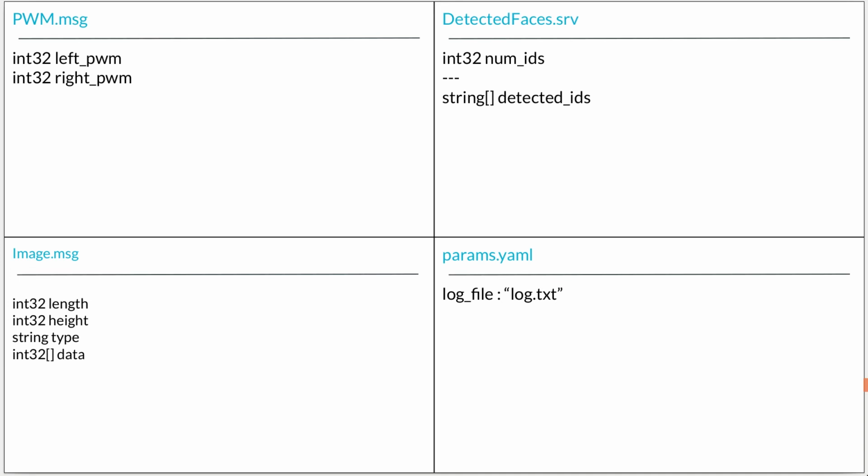The service file has a similar structure to define the message types. However, the request and the reply messages are separated using a separator. Hence, the detected faces service requires an integer in the request, denoting the number of face IDs recently detected that has to be returned, and the response is an array of strings containing the face IDs.